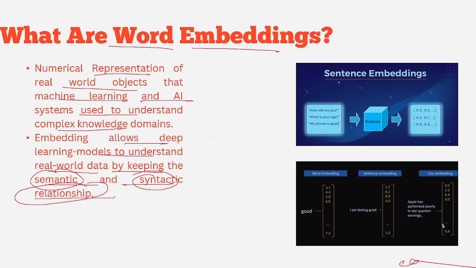Here you see in this example sentence embeddings: "How old are you? What is your age? Mobile phone is good." This is represented by vectors like 0.3, 0.2, and 0.2, 0.1, 0.9, 0.6. We have given the words, and here we are giving the dots as well. The dots mean it is preserving the context of the word. So what does context mean? It is the meaning of the word.